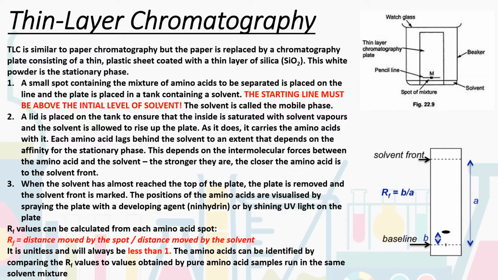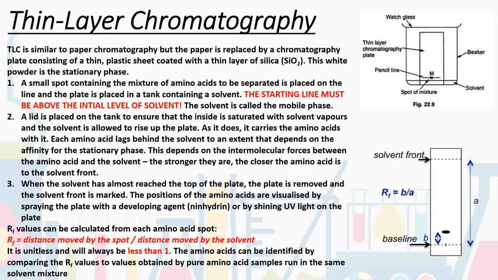The key thing is we need to put it in pencil because we don't want the ink from pens to start to split and interact with our results. And also the line must be above the level of the solvent to start with. And so the solvent is called the mobile phase. We then place a lid on the top of this beaker or tank to ensure that everything is saturated with the solvent vapours, it can't evaporate off. And slowly the solvent will rise up the plate.